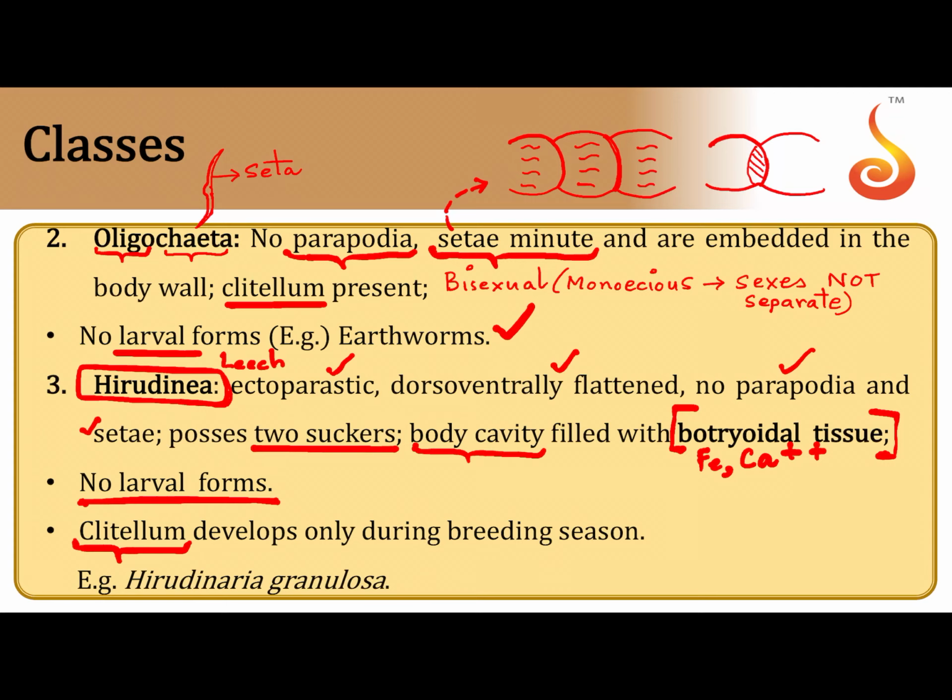The most common example for class Hirudinea is the Indian cattle leech, the scientific name being Hirudinaria granulosa. So these were the three major classes under phylum Annelida.